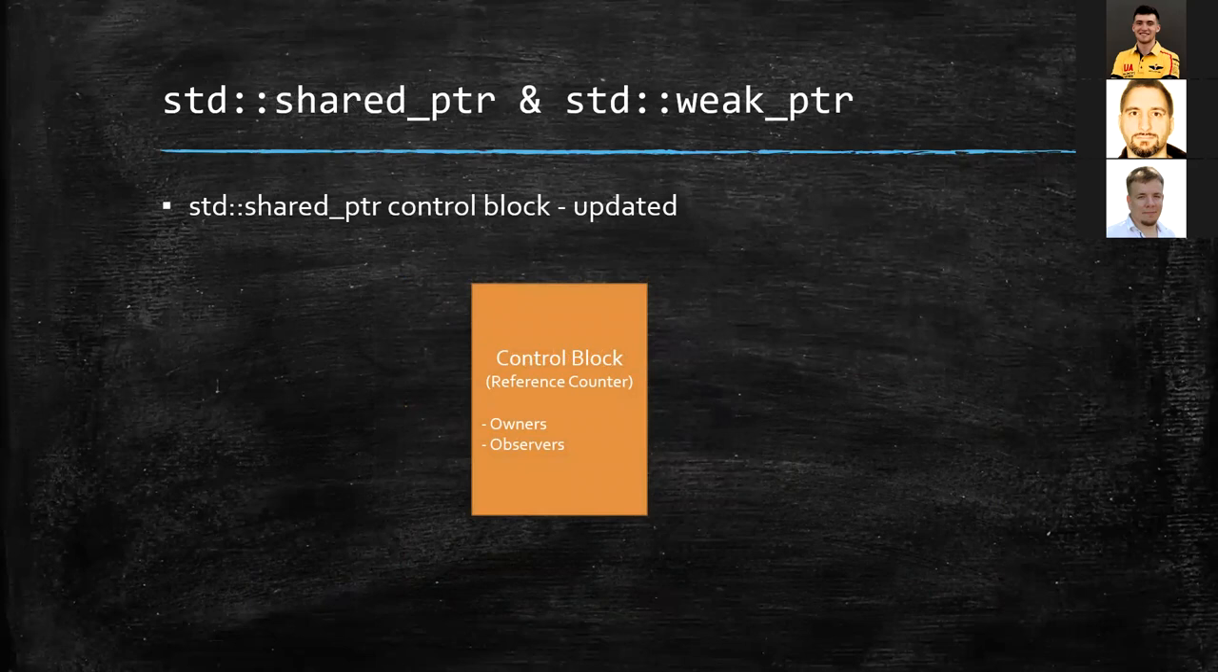With all that being said, let's go back to the shared pointer control block. In fact, it has a reference counter for both owners, being the std::shared_ptrs, and observers, being the std::weak_ptr references. The control block will be deleted once both owners and observer counters are zero.